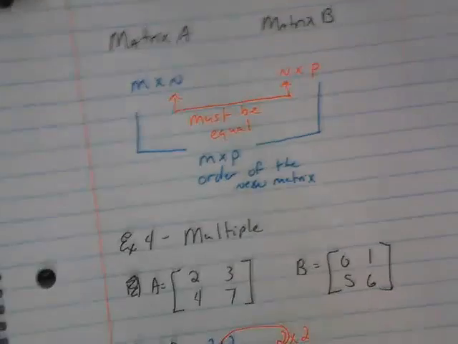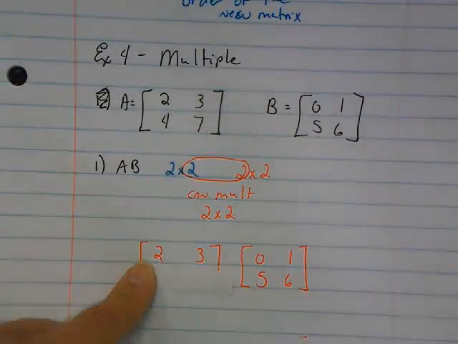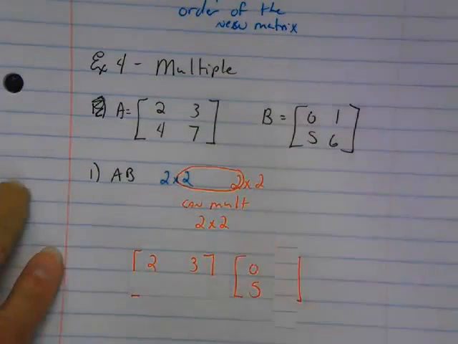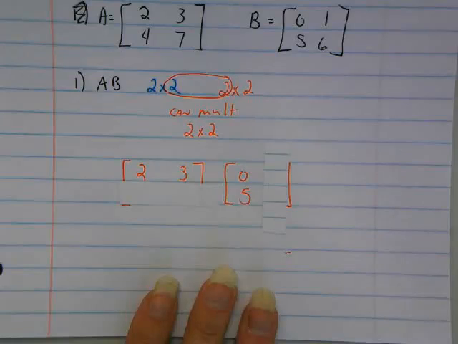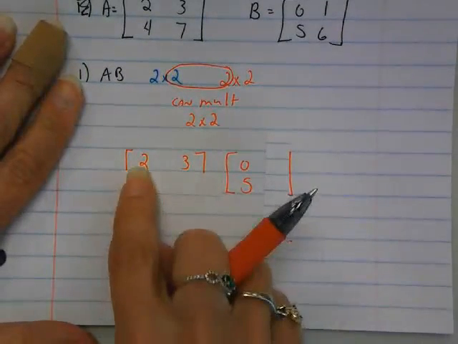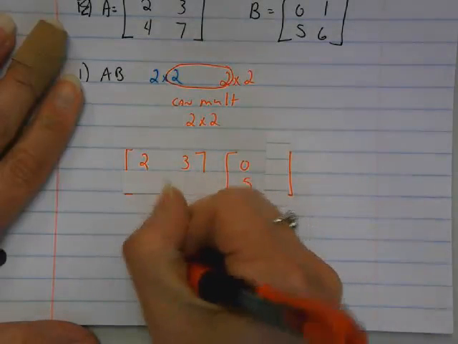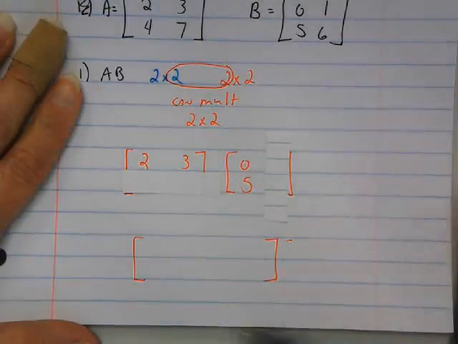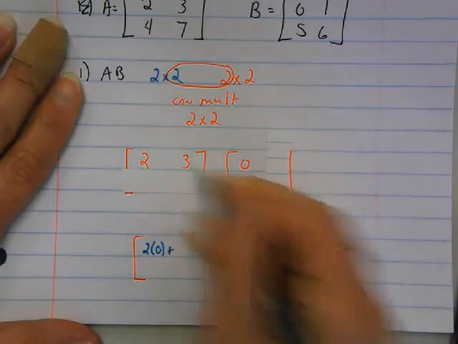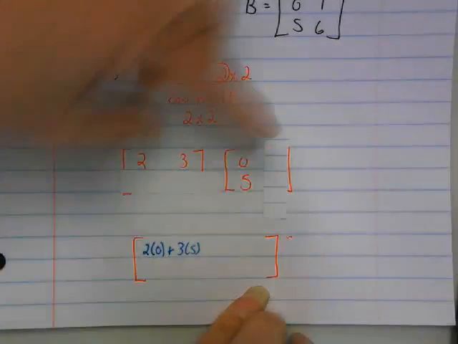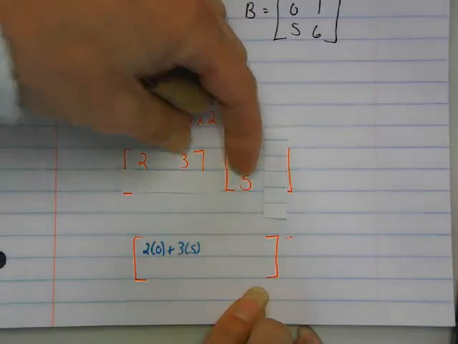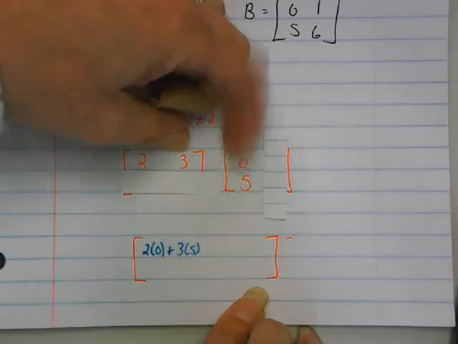Alright, so when you multiply, you're going to multiply row 1 with column 1. So I'm going to do 2 times 0 plus 3 times 5. So you multiply row 1, column 1, this by this. Now I'm ready to come here, which is row 1, column 2. So here's row 1, move this over, I want column 2. So I do it again, 2 times 1 plus 3 times 6.